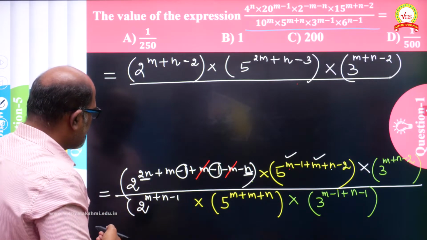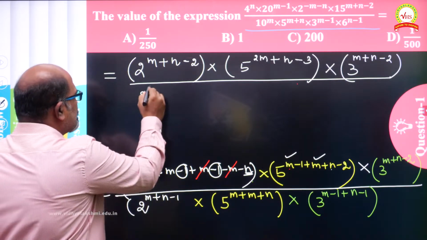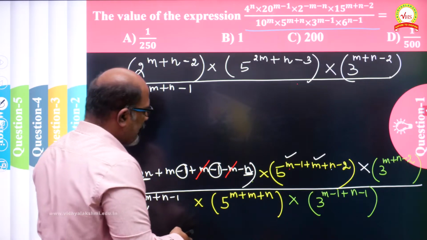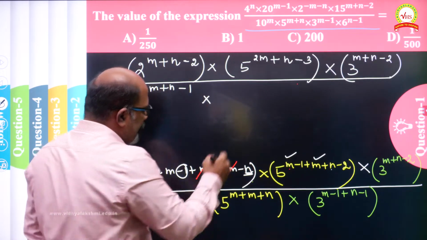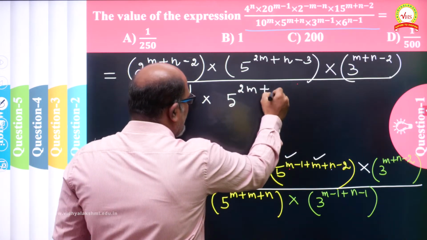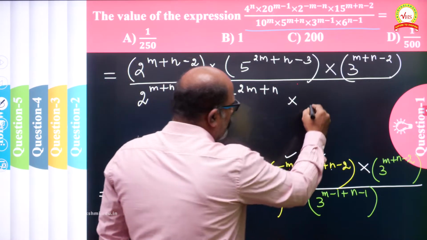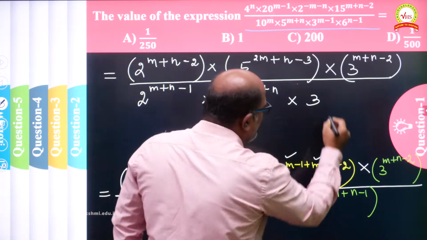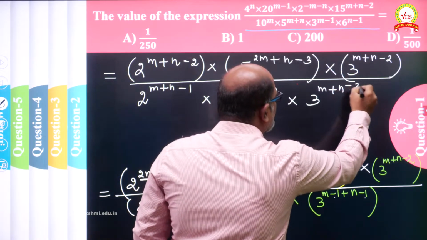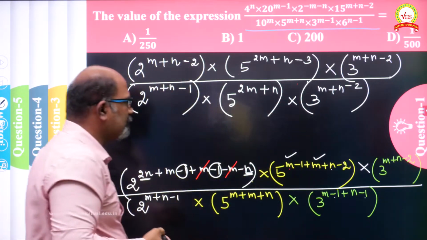Now we have to simplify the denominator part. You can see that 2 to the power of, this I need to take the same, that is m plus n minus 1, followed by 5 to the power of m plus m is 2m plus n we are having, yes, 2m plus n, and over this 3 we are having m plus n minus 1, this minus 1, when you add together you will get minus 2. Okay, so these are the 3 terms which are in product in the denominator.